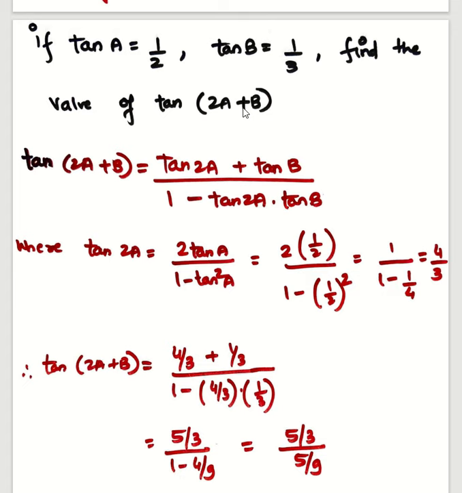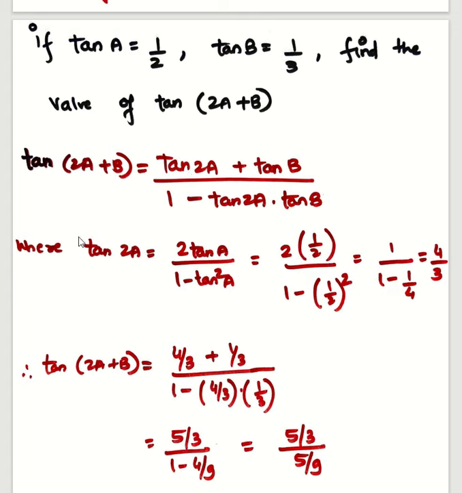But instead of a, what is given? 2a. So we'll write the same formula but in terms of 2a. So it becomes (tan 2a + tan b) upon (1 − tan 2a into tan b). But now the question is the value for tan 2a.